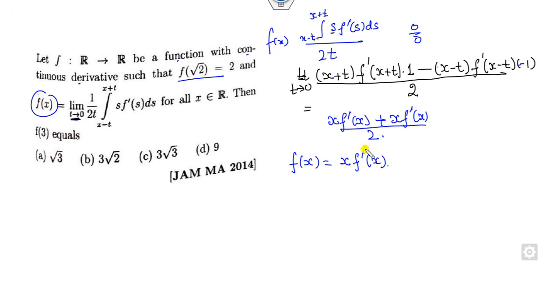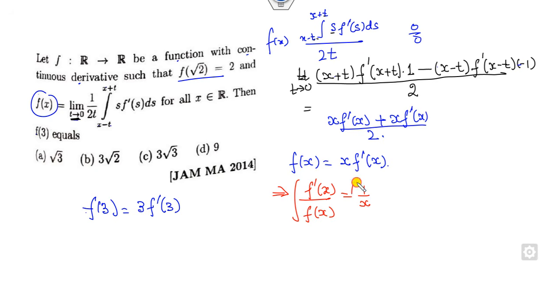So what does it mean? Your target is to find the f of 3. So what is my f of 3? f of 3 will be 3 times f dash of 3. Okay, so how can you say that? f dash, so you need to find the f dash. It is just like a differential equation. f dash of this is my f of x over x.